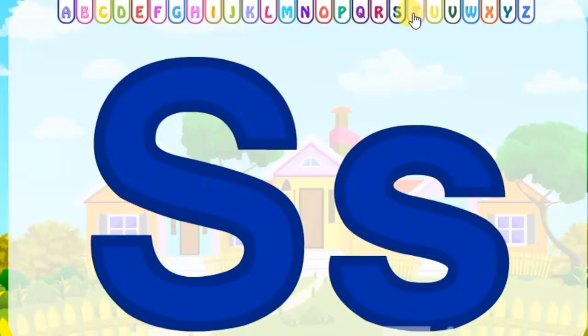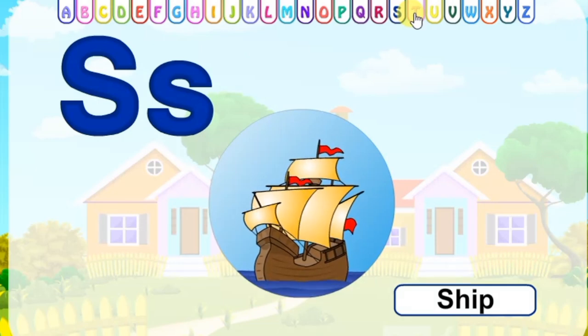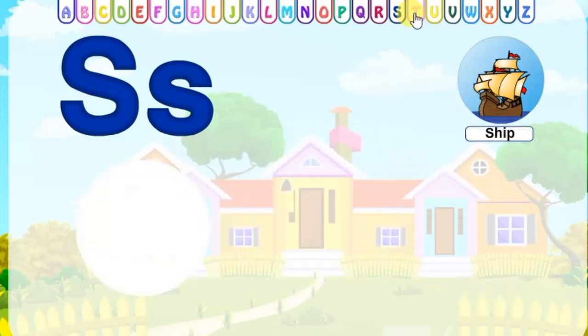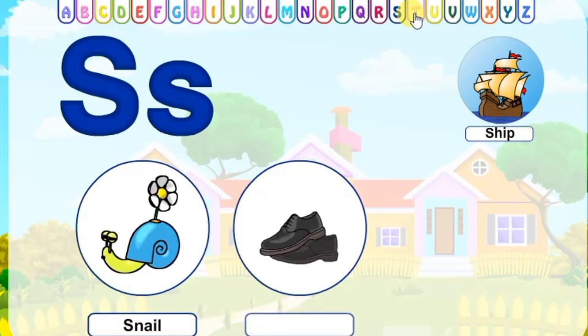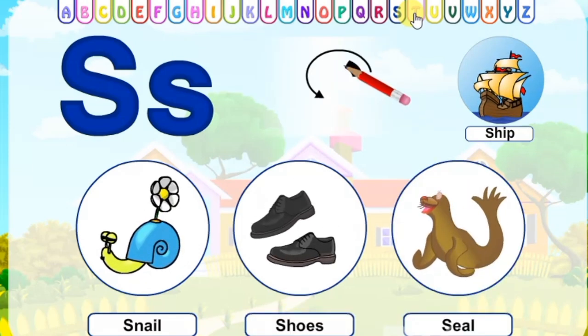S. Ship, snail, shoes, seal. Join the dots to make S.